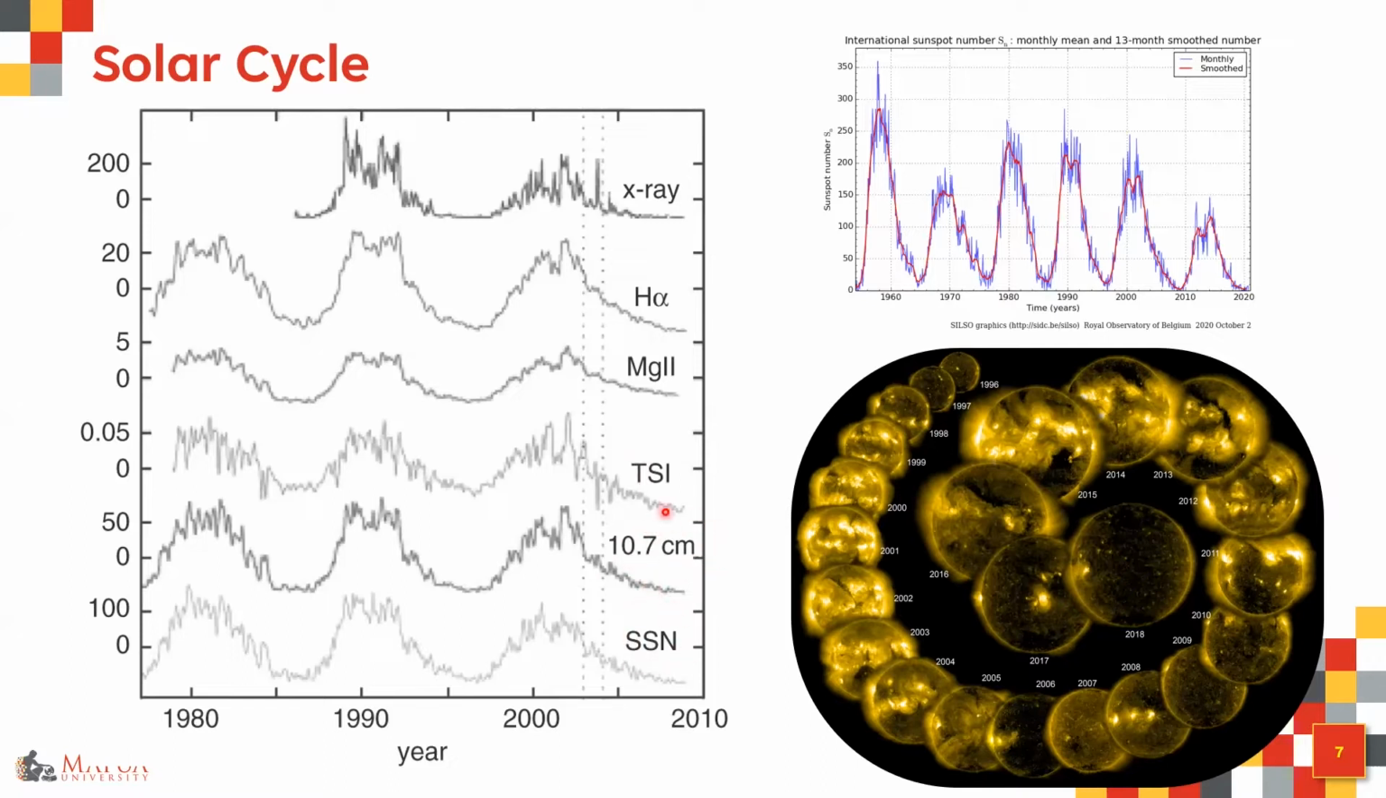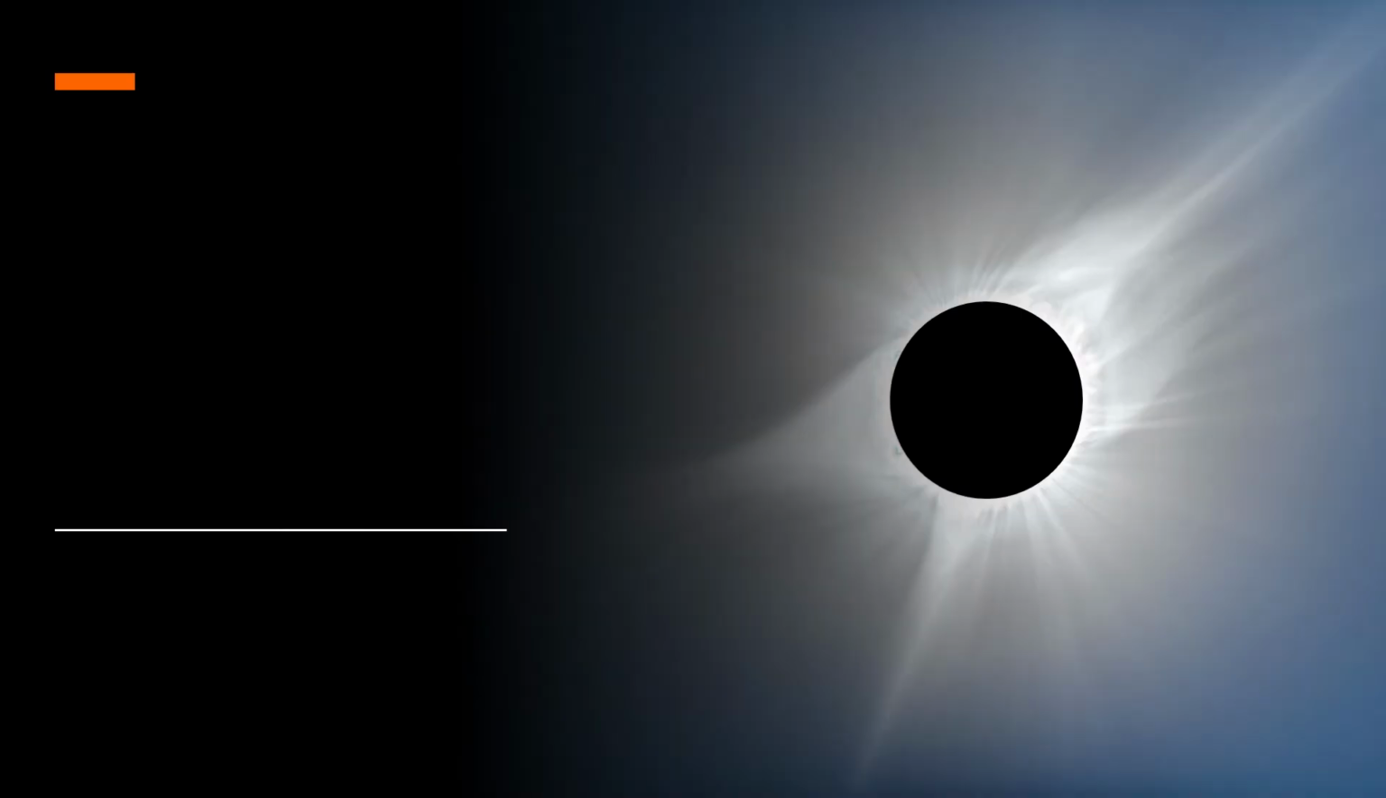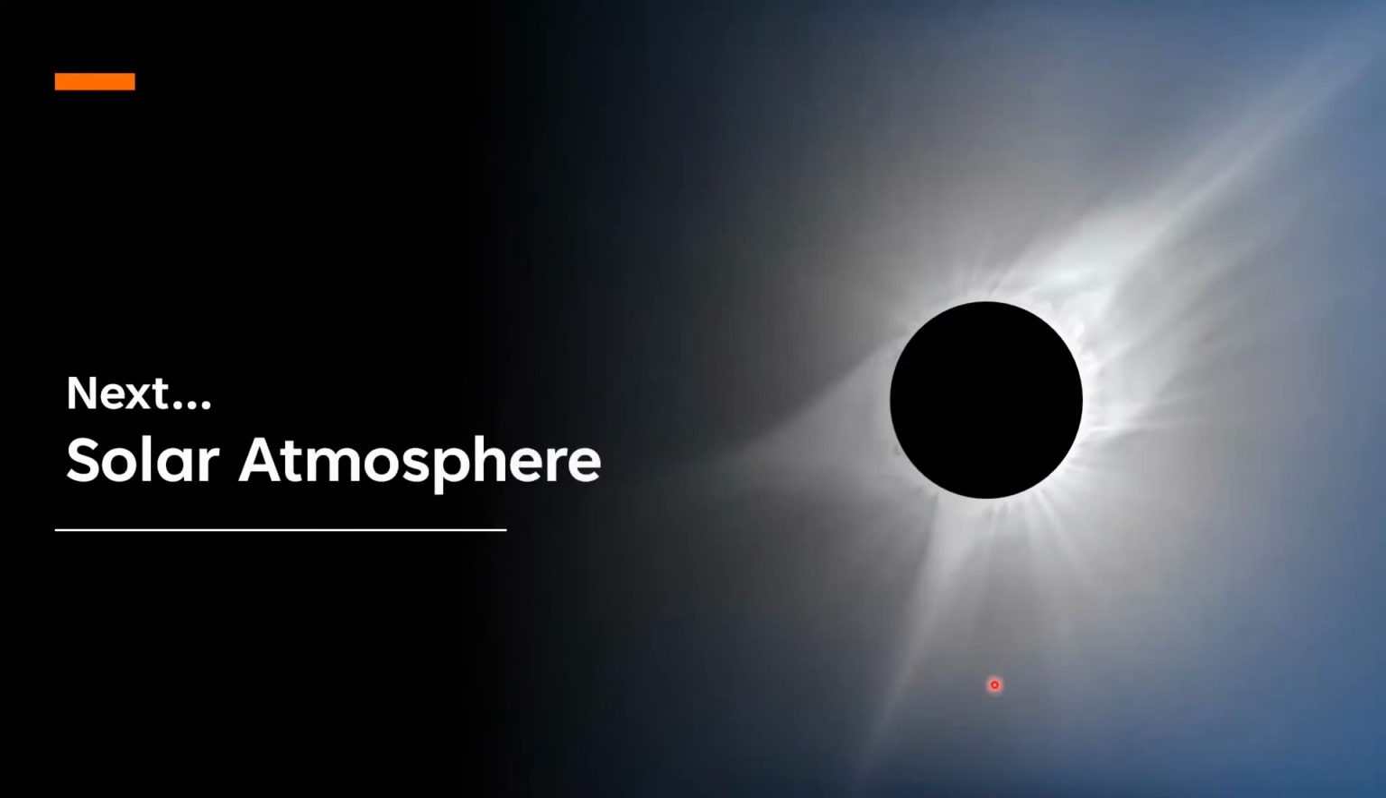So this is radio, this is total visible, these are some spectral lines, and you have your X-ray. As you will notice here, as the sun becomes more active, it emits more radiation across the whole electromagnetic spectrum. Next, we're going to move a little farther from the core of the sun, and look at the solar atmosphere.